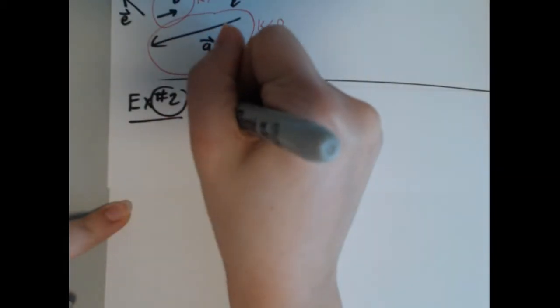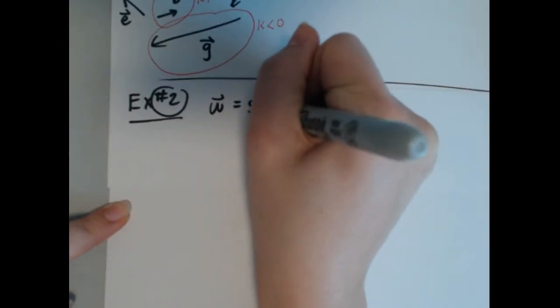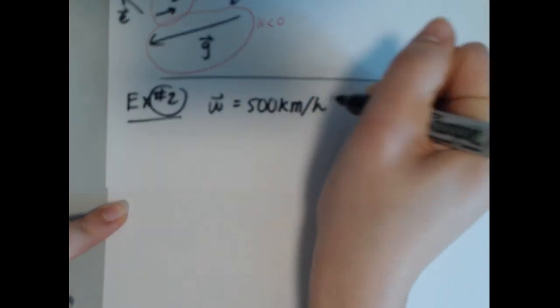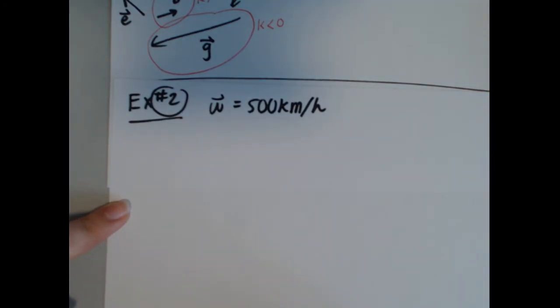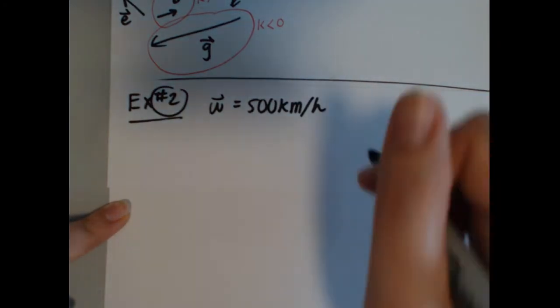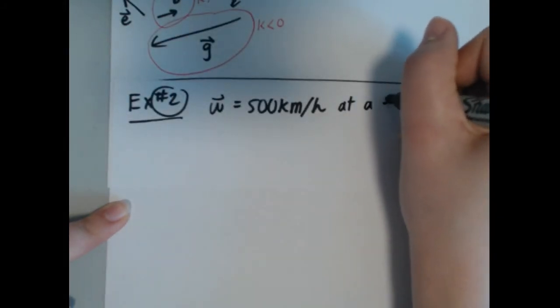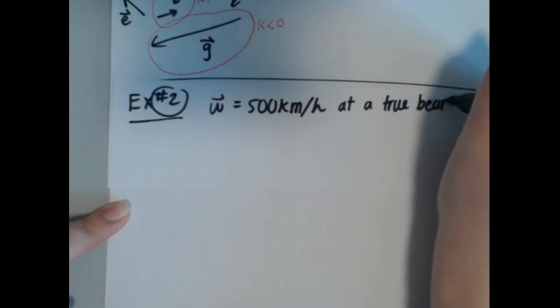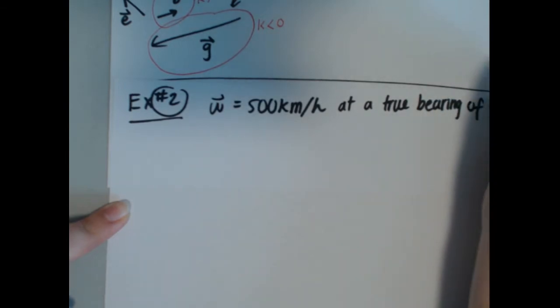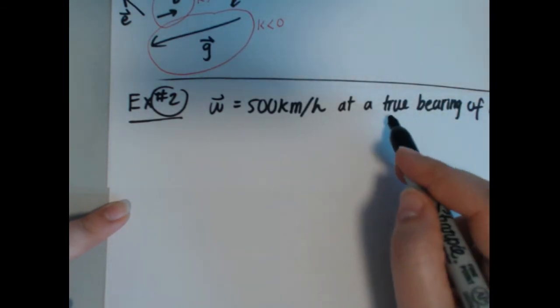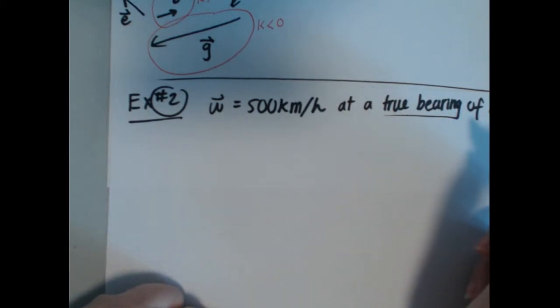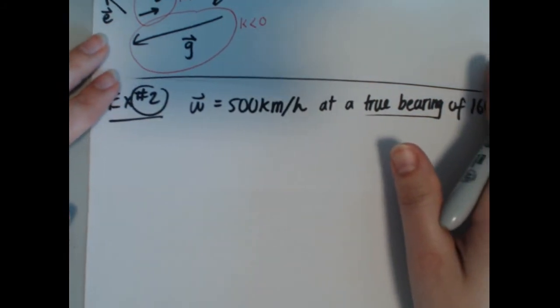So we've got a vector W whose magnitude is 500 kilometers per hour. Maybe this is a plane flying in the air, some kind of an Airbus. This is moving at a true bearing of 160 degrees. Let's refresh our memory. True bearing means you measure this angle from the north, clockwise from the north, and whatever angle you have, it has to be 3 digits. So if this was 45 degrees, you would express it as 045 degrees.